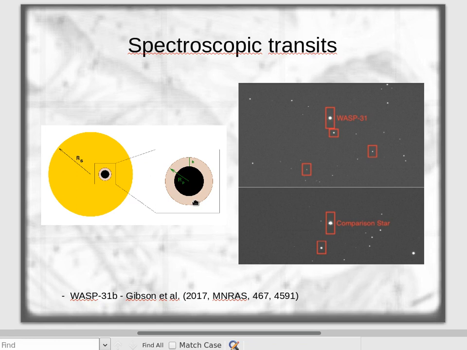Again, observationally, this is fairly straightforward. We take a sequence of spectra, except in this case we try to take a sequence of spectra of many stars, not just the target, but a reference star that allows us to monitor the atmospheric telluric variations during the observations simultaneously for both the target and the reference star.